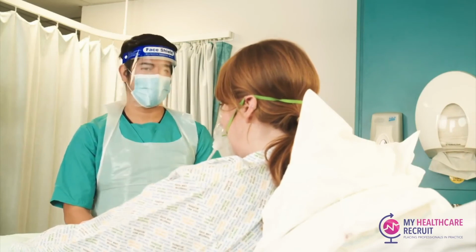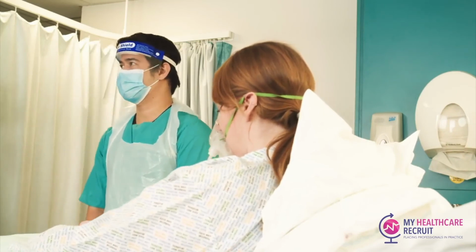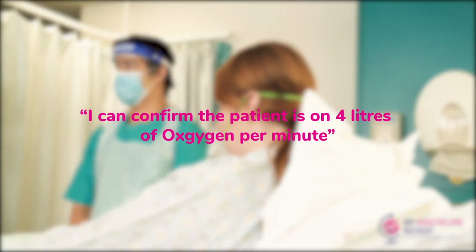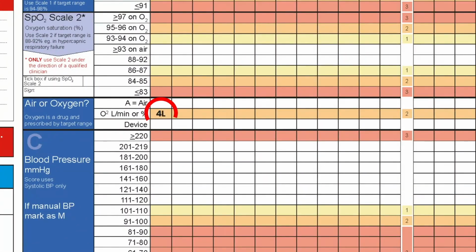Now, I can't see if it's on right now. So, examiner, can you confirm that the patient has 4 liters of oxygen therapy? Yes, I can confirm that the patient is on 4 liters of oxygen per minute. I am just going to mark on your chart that you're receiving oxygen therapy via simple face mask, which is a score of 2 in the News 2 chart. No, that's it.